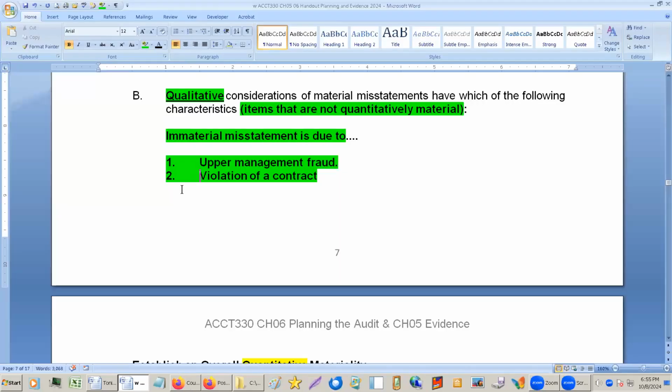Maybe they got a $200,000 loan from somebody, and it's less than the 6 million. If that $200,000 loan from a different bank violates the contract, then it's material. And you will read those banking documents to see if it does violate, because almost all of them have something like that. They try to protect themselves, obviously. So if it violates a contract, it could very much be a qualitatively material item.